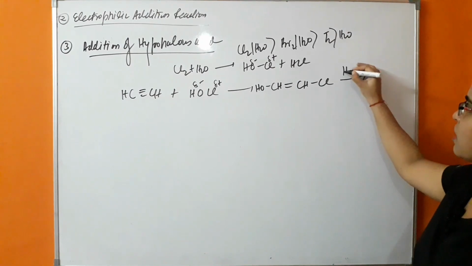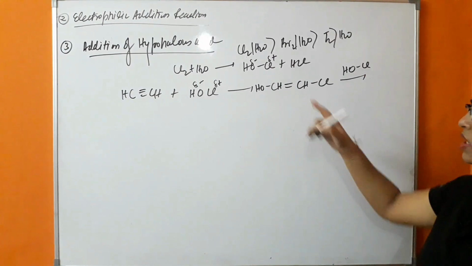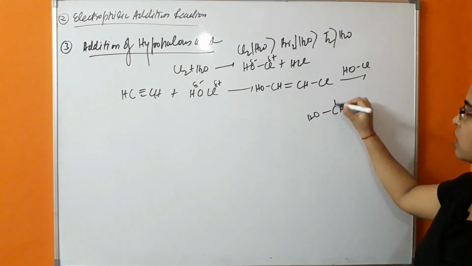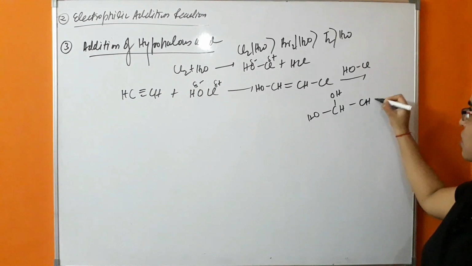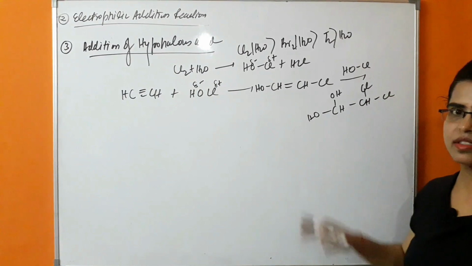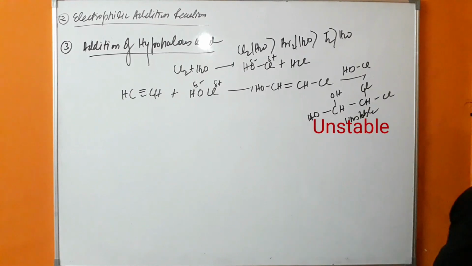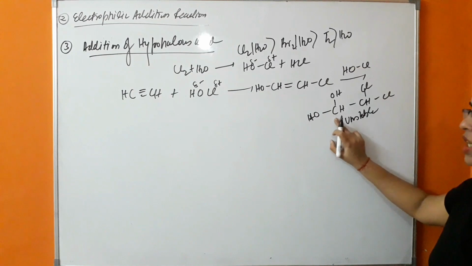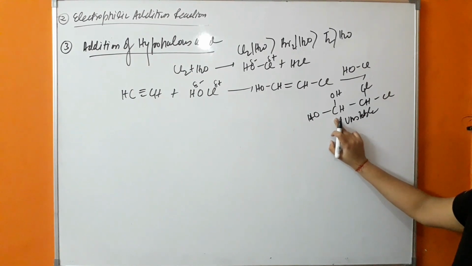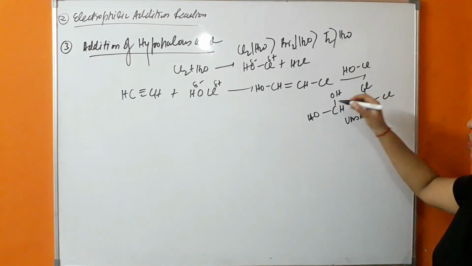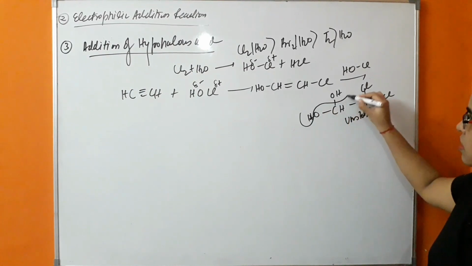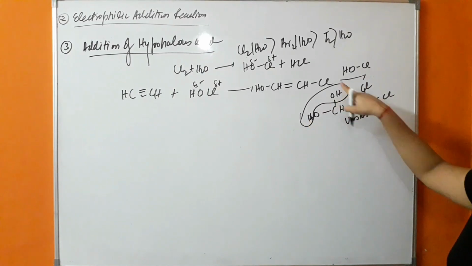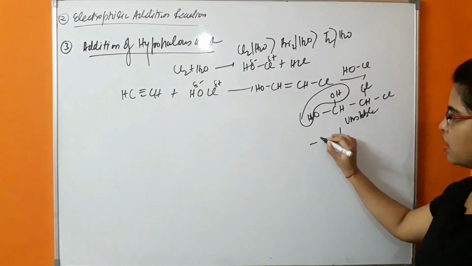Further, when it reacts with HOCl, what is happening in this case? There will be formation of CHOH, OH, CHCl, Cl. This compound is unstable. Why is it unstable? Whenever more than one hydroxyl group is present on a particular carbon, that will be unstable. So there will be removal of water. The hydrogen of this OH and this OH will be removed as H2O.